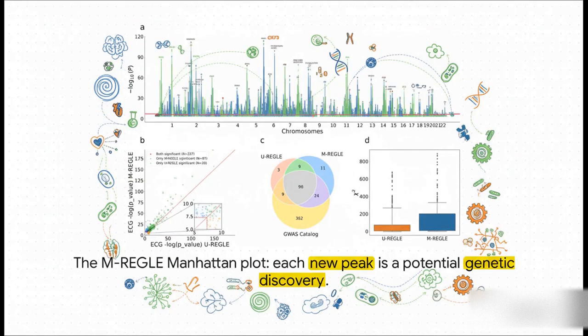This is a Manhattan plot, and it basically shows us all the genetic discoveries MRGEL made when it looked at 12 different heart readings, ECG leads, all at once. Every single one of those giant peaks shooting up past that red line, that's a potential new genetic discovery for heart health. By putting all the data together, it's finding stuff that was just impossible to see before.